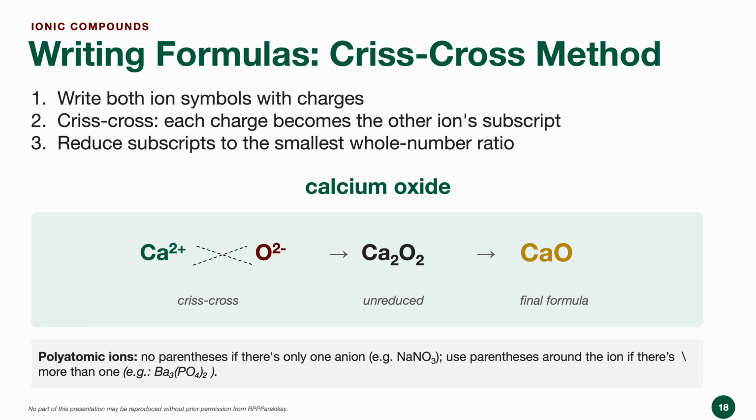Next, one more detail for polyatomic ions. If there's only one of that ion in the formula, you may omit the parentheses. So for example, in sodium nitrate, nitrate is not enclosed since you only have one nitrate ion. But the moment you need more than one, parentheses go around the ion. So for example, in barium phosphate, phosphate is enclosed in parentheses since you have subscript 2 for the phosphate anion.